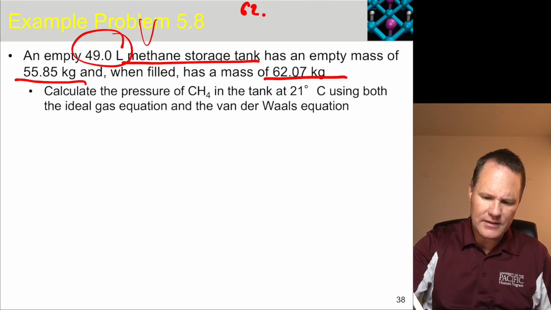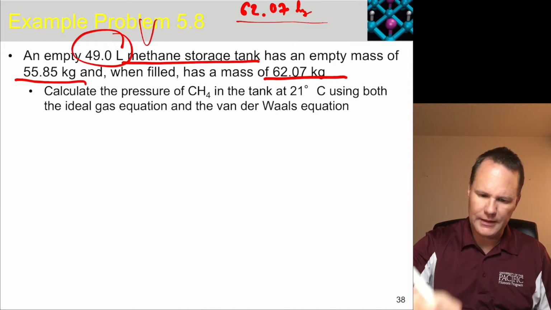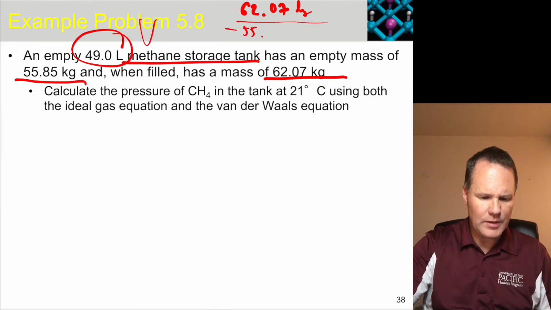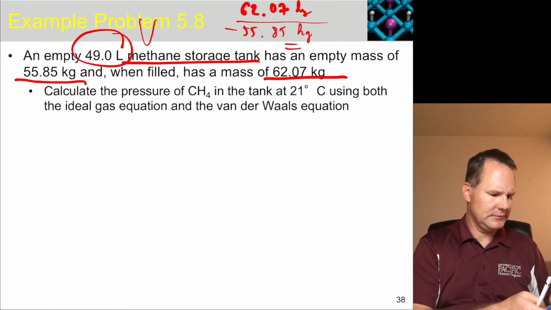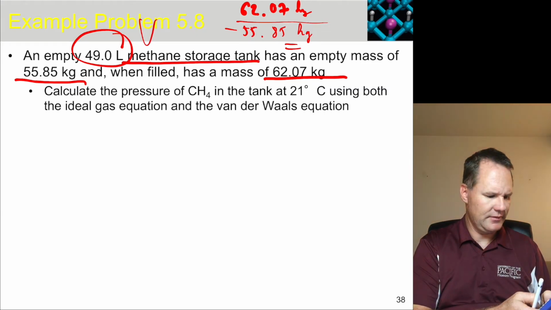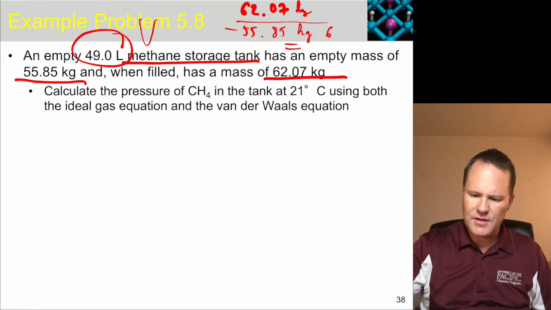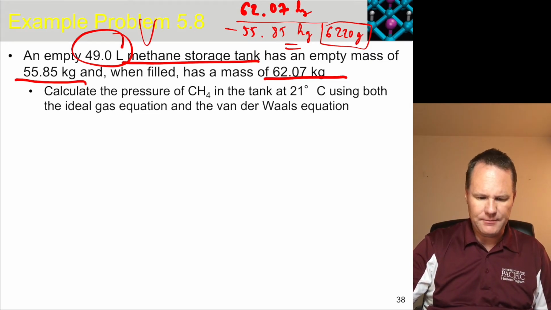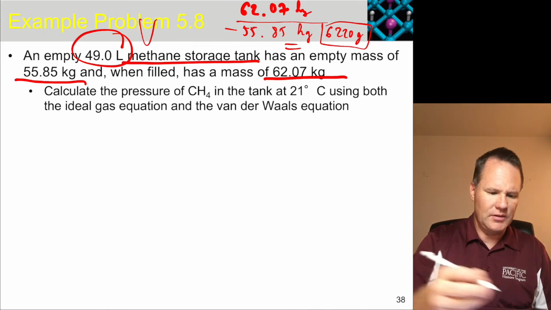So let's do that right away. Just get this out of the way. 62.07 kilograms minus 55.85 kilograms. So that gives me 62.07 minus 55.85, that is 6,220 grams. Okay, so this is the grams of the methane, but of course I want moles.